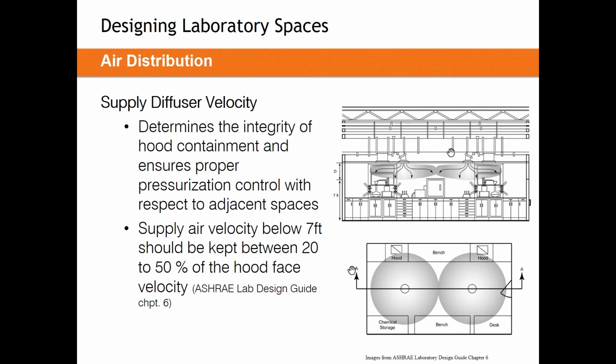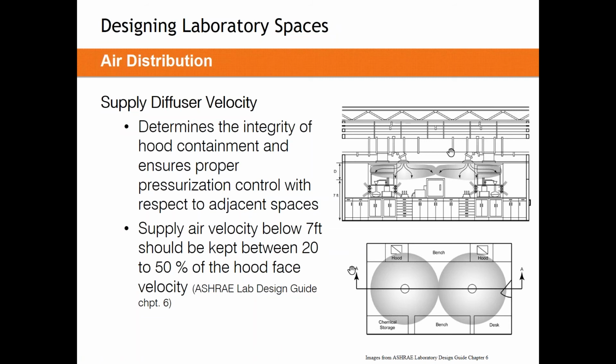We do have some guidelines on this. The ASHRAE Lab Design Guide in Chapter 6, if you'd like to reference it, gives us a sort of metric to use here. And it says below 7 feet, supply air diffuser velocity should be kept below 20 to 50% of the fume hood face velocity.